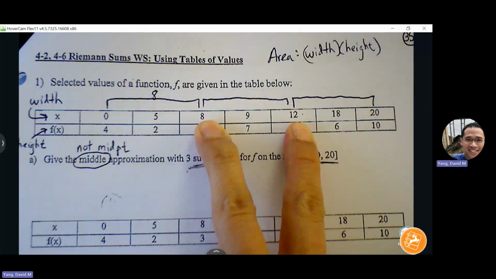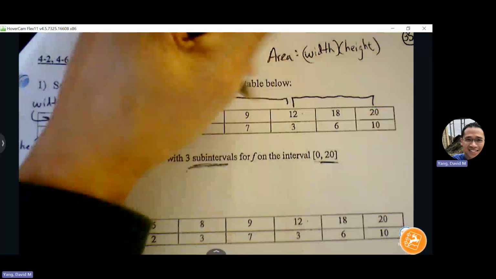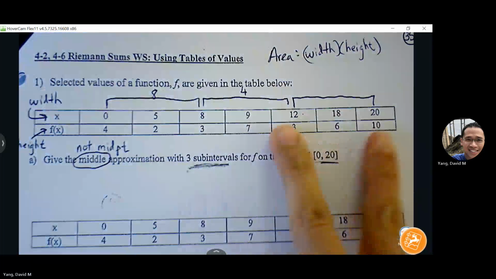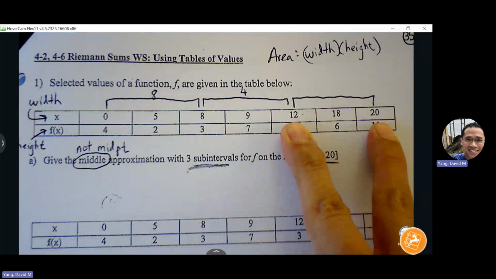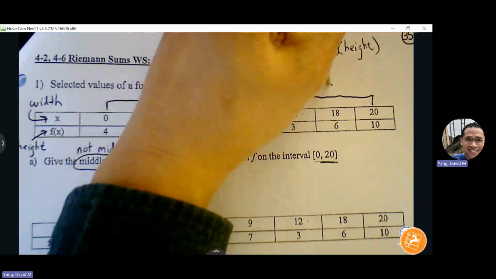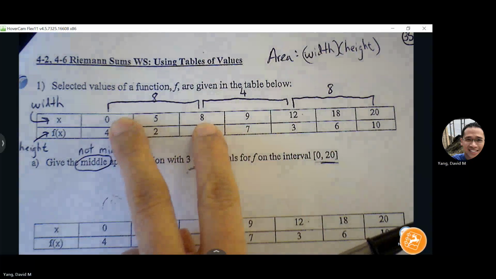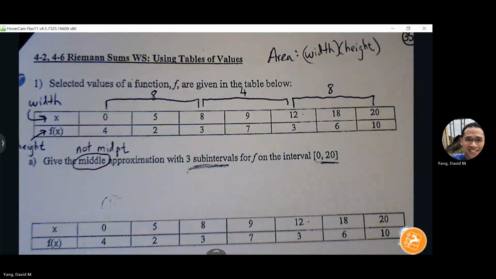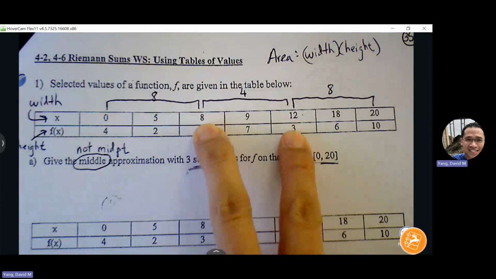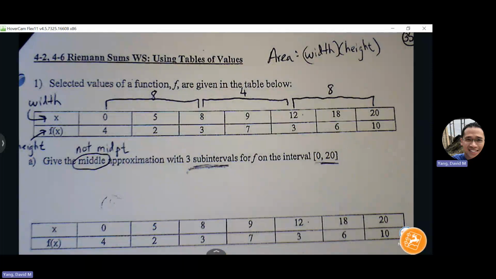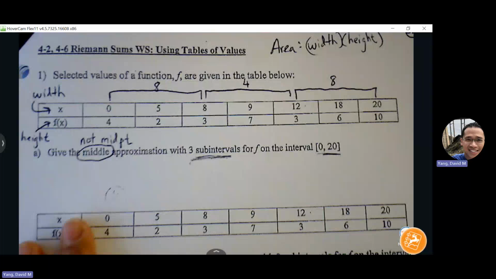What's 12 minus 8? 4. That's the width of your second rectangle. What's 20 minus 12? That's the width of your third rectangle. You're not going to add these numbers together. You're going to subtract, okay? Because you're going from 0 to 8, that's 8. From 8 to 12, that's not 20, right? To go from 8 to 12, that's only a distance of 4 units.